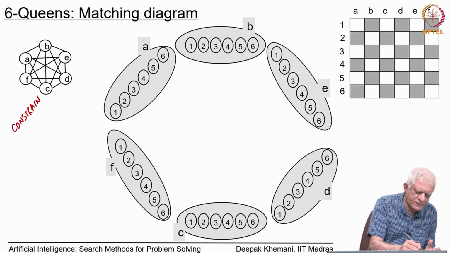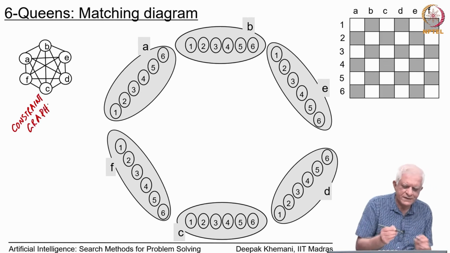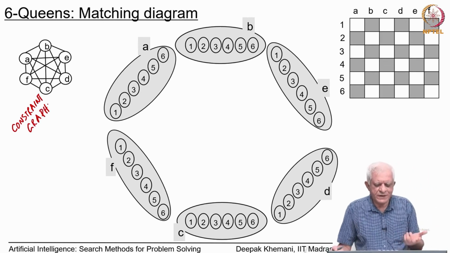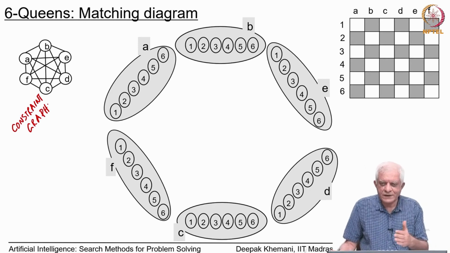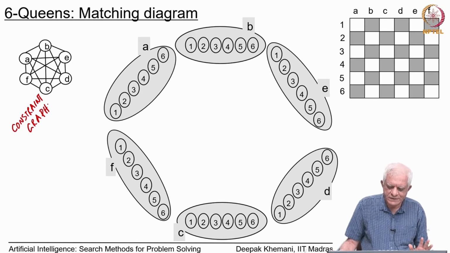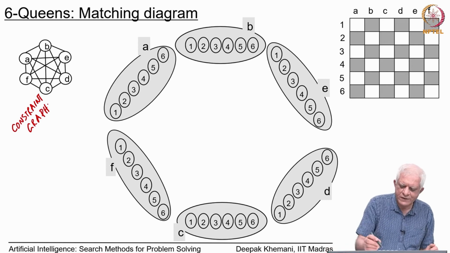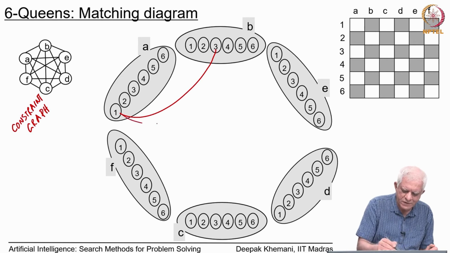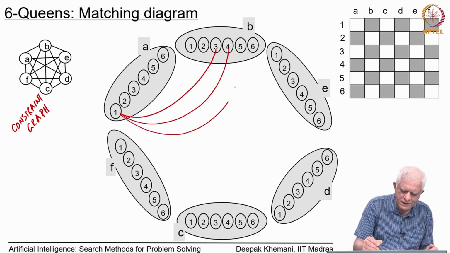As you can see, it is a fully connected graph, which means you want to specify this relation between any pair of queens, and what will the matching diagram look like. Remember that the matching diagram gives us the edges between allowed values essentially. So, for example, if you are looking at A and B, we just said that one can be placed with 3, or one can be placed with 4, or one can be placed with 5, or one can be placed with 6.